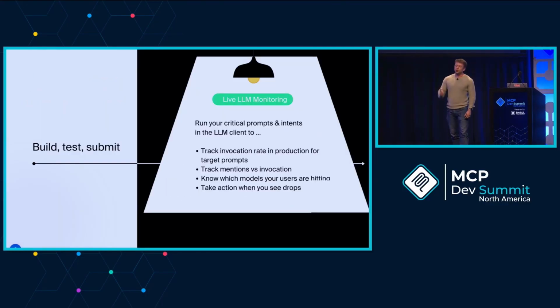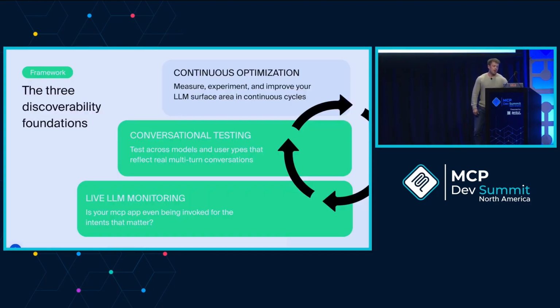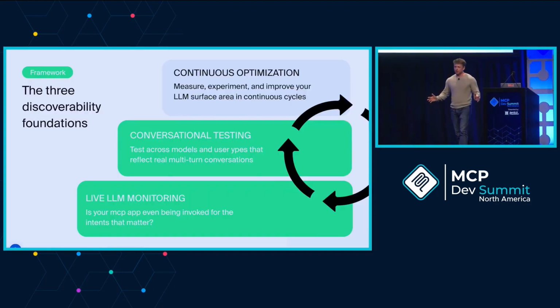So step 1, do live LLM monitoring. Track your invocation rates, know what that means, track your mentions versus invocation rates, know what models are performing well, which ones are not, and be prepared to take action. The next step is conversational testing.